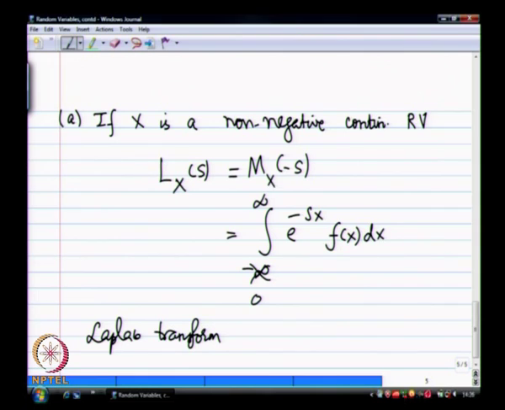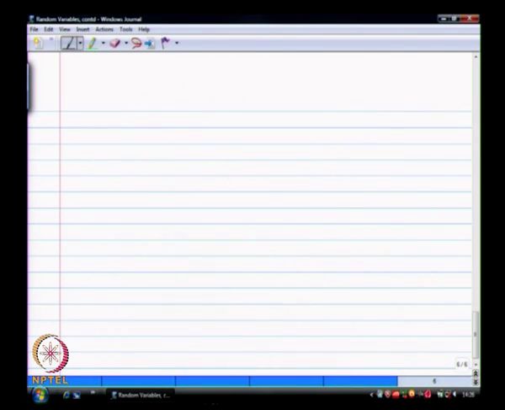Got it? Questions? We will look at one example so that this gets clear. So that was for this continuous case.